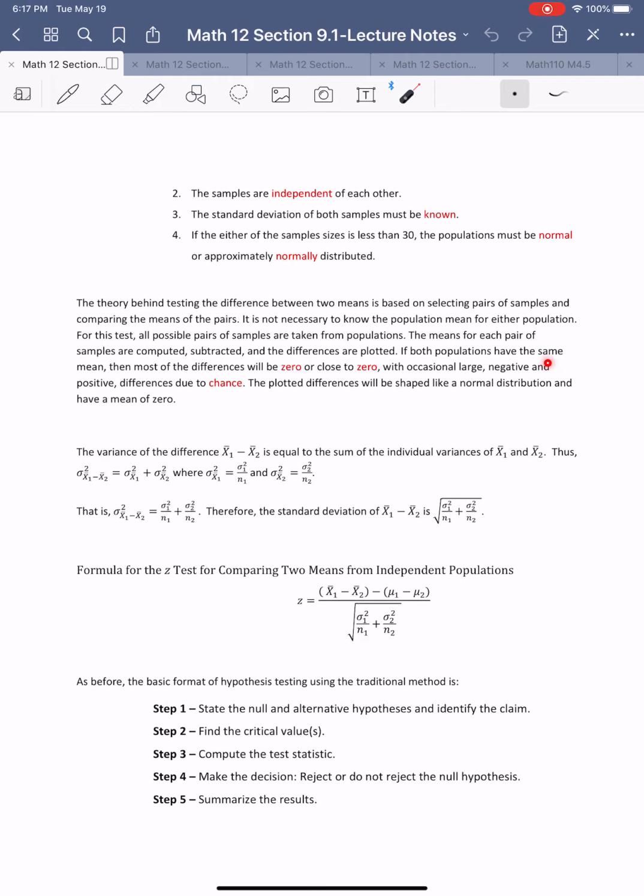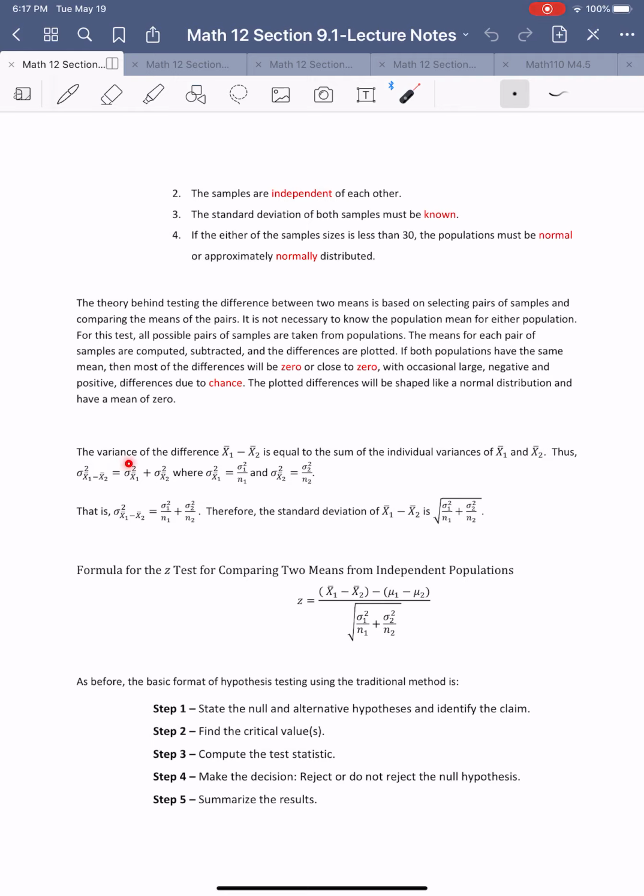If both populations have the same mean, most of the differences will be 0 or close to 0, with the occasional large negative or positive difference due to chance. The plotted differences will be shaped like a normal distribution and have a mean of 0.